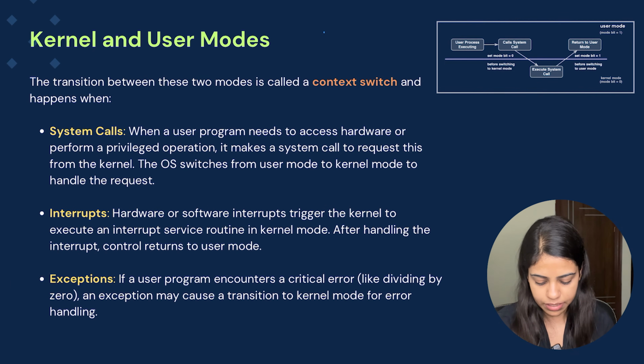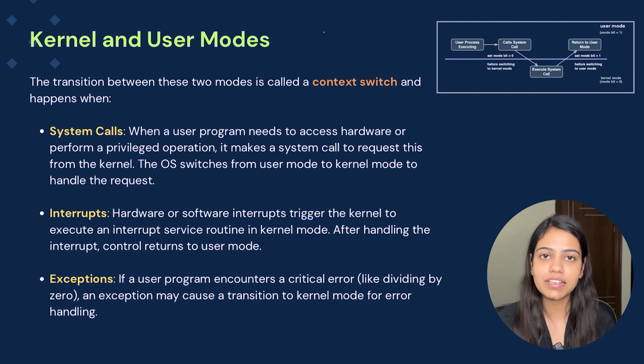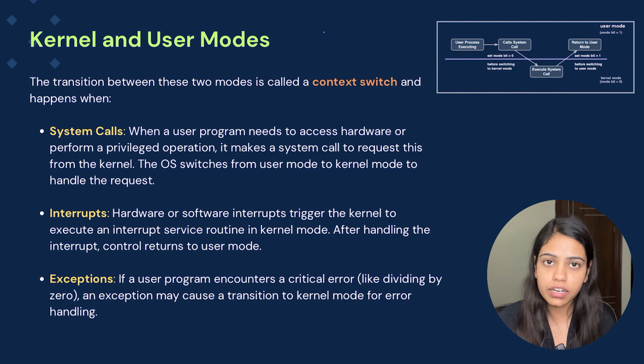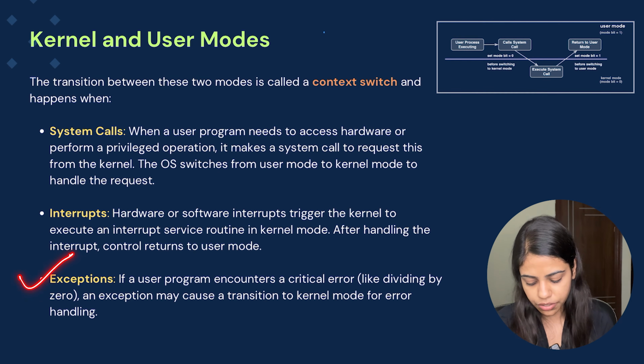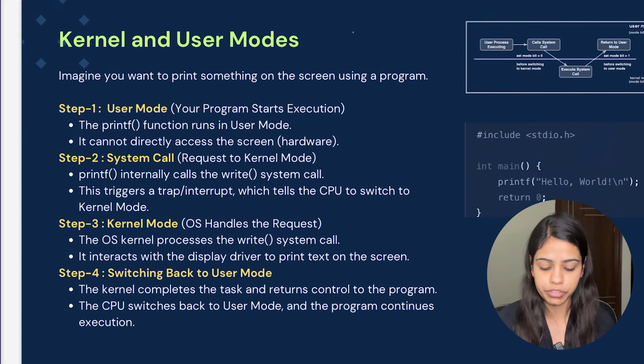Now next one is exceptions. If a user program encounters a critical error like dividing by 0, an exception may cause a transition to kernel mode for error handling. Now consider that if there is an exception like dividing by 0, something is getting divided by 0, so it goes to the kernel mode because kernel mode has all the exception and error handling. So in case of exceptions, in case of interrupts, in case of system calls, there is a context switch which happens between the user mode and the kernel mode.